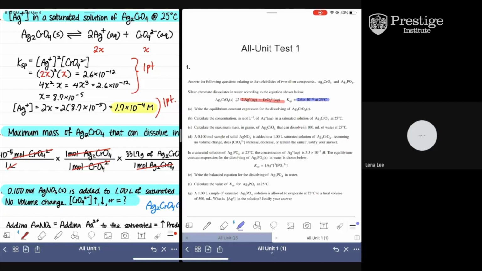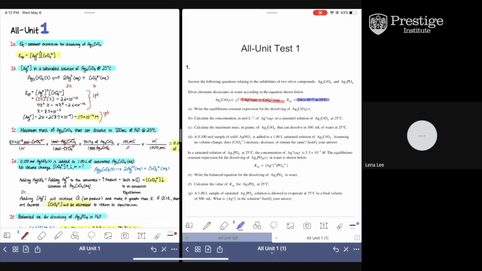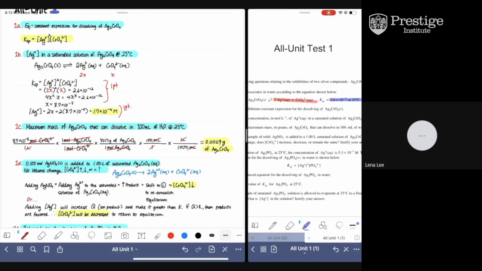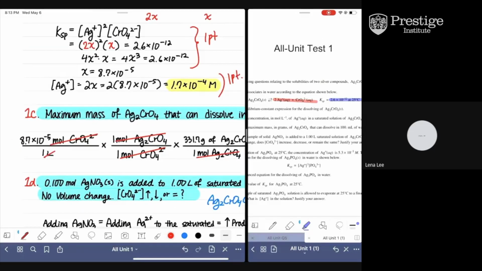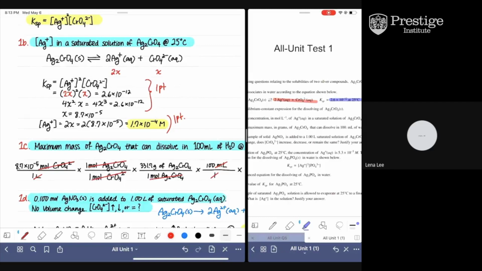All right, so for this one, I think I overdid my work because you can kind of assume certain things here, but I just wanted you to have full-blown work. We are going to start with 8.7 times 10 to the negative 5th moles of chromate per liter, something we found from 1B. That was our value for x. With that concentration of chromate ion, we're now going to use a molar ratio. For every mole of chromate ion, we're going to have 1 mole of silver chromate, so I have that as my second fraction.